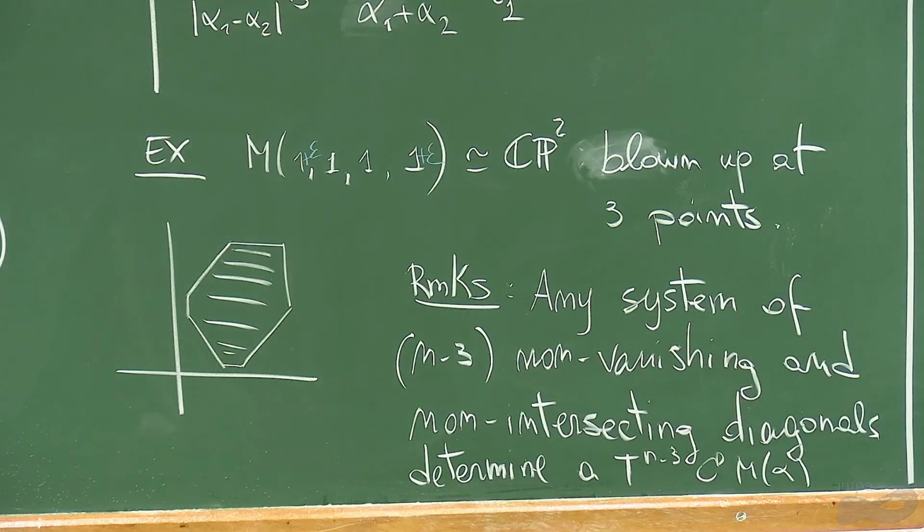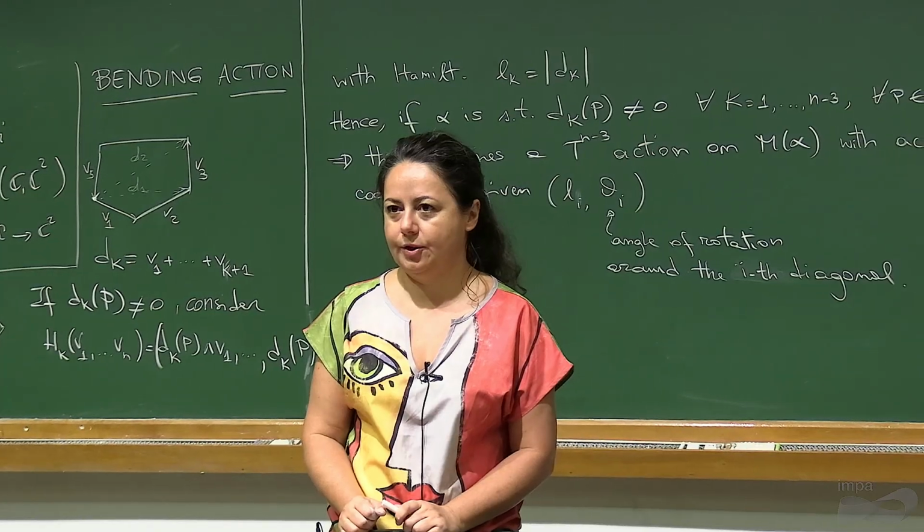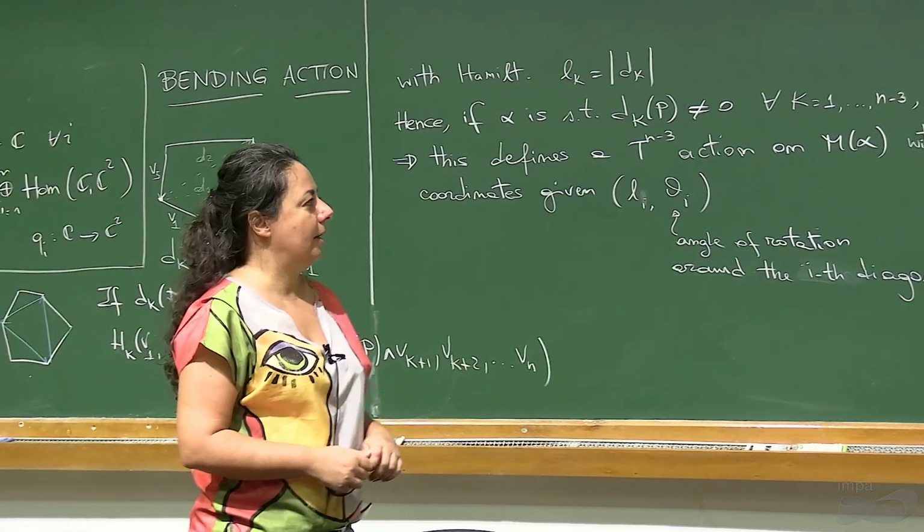Okay? It's not necessary to choose the one going out from one specific vertex, but also because we have seen on Monday that reordering the edges doesn't change, M alpha is symplectomorphic to sigma alpha for any permutation of the edges. You can always, well, I'm not sure if you can always rearrange things, but anyway, you can do it for any system of n minus 3 non-vanishing and non-intersecting diagonals, so it's a bit more general than this. And also, this always defines a toric action on the open subset where the diagonals don't vanish. Okay? So there are a few things that you can do.